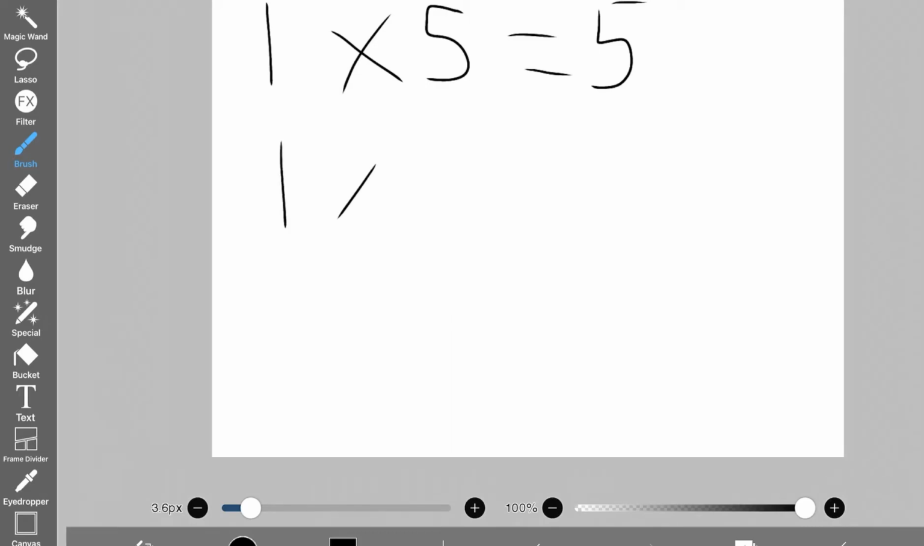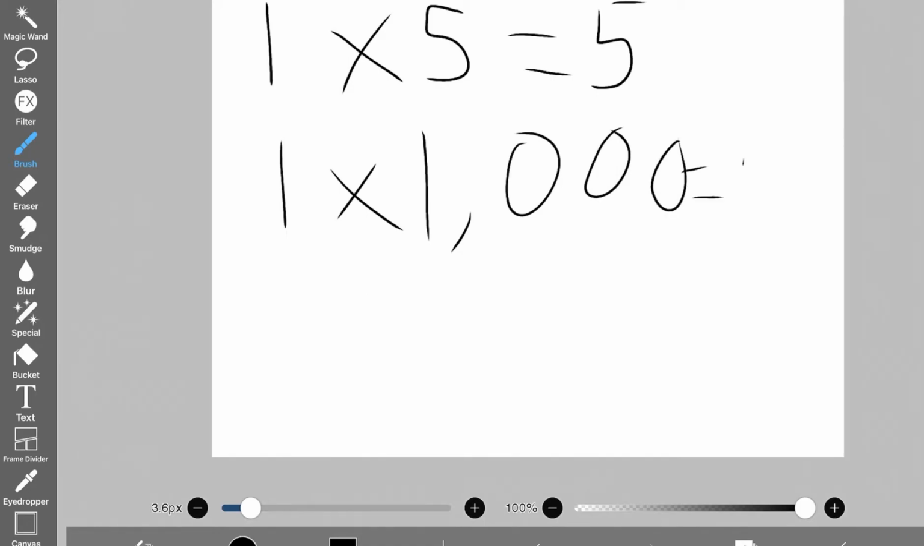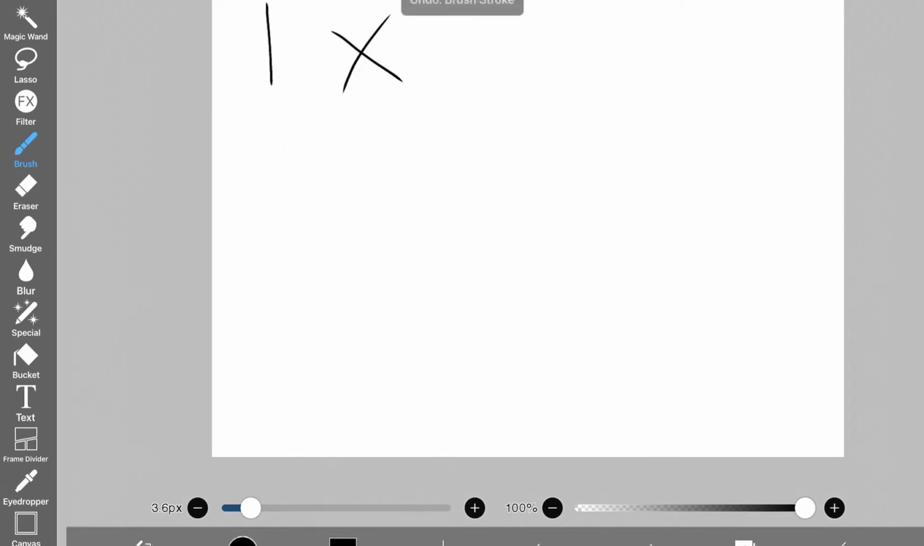If we do 1 times 1,000, you guys might be like, oh my god, that number is so hard, I can't do it. Well, no, it's actually just 1,000, which is not even that hard. Sorry if my zeros look weird. I was trying to fit that in that space. And yeah, now let's do how to multiply by 2.